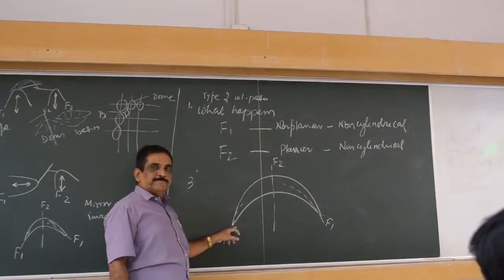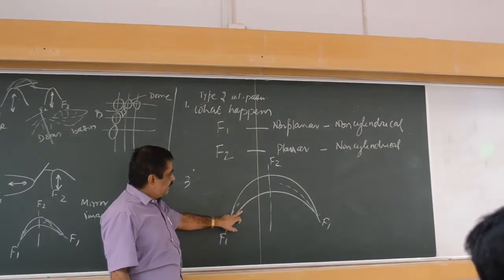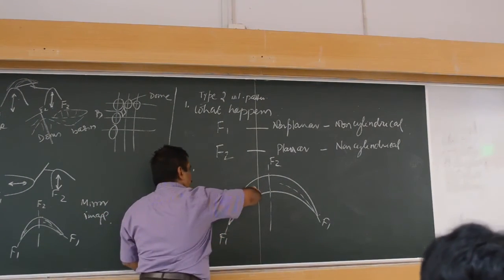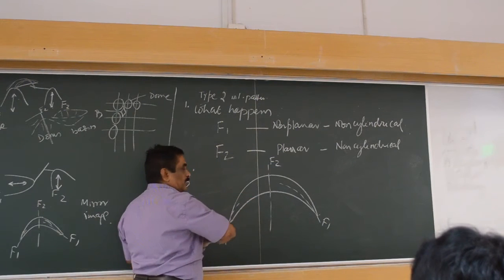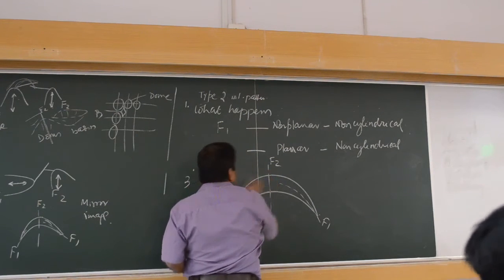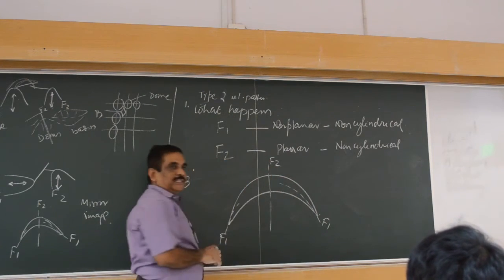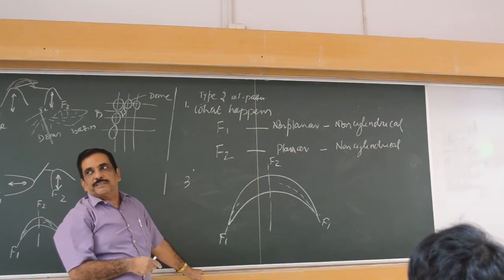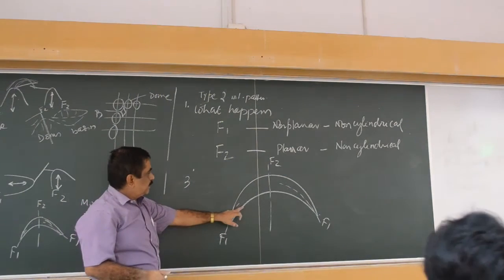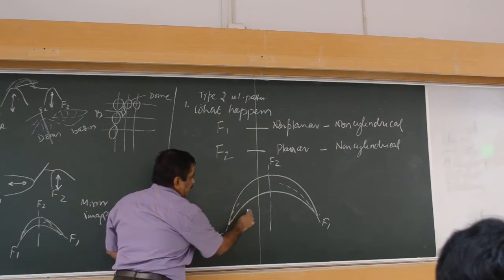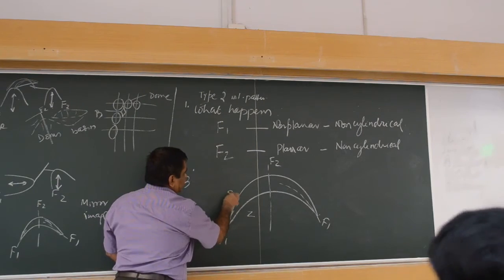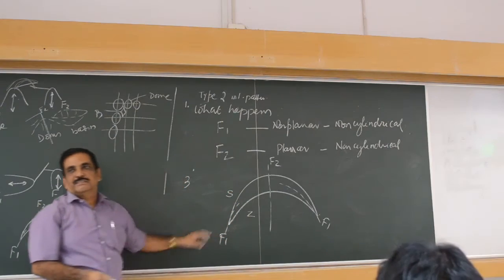F1 किधर है? इधर F1 है. So what will be this part? Z. You have to walk like this, not towards the hinge. You have to stand like this and walk this way. That is the way you should find the Z and S pattern. So these two, this side will be Z, this side will be S. For F1 we are right.